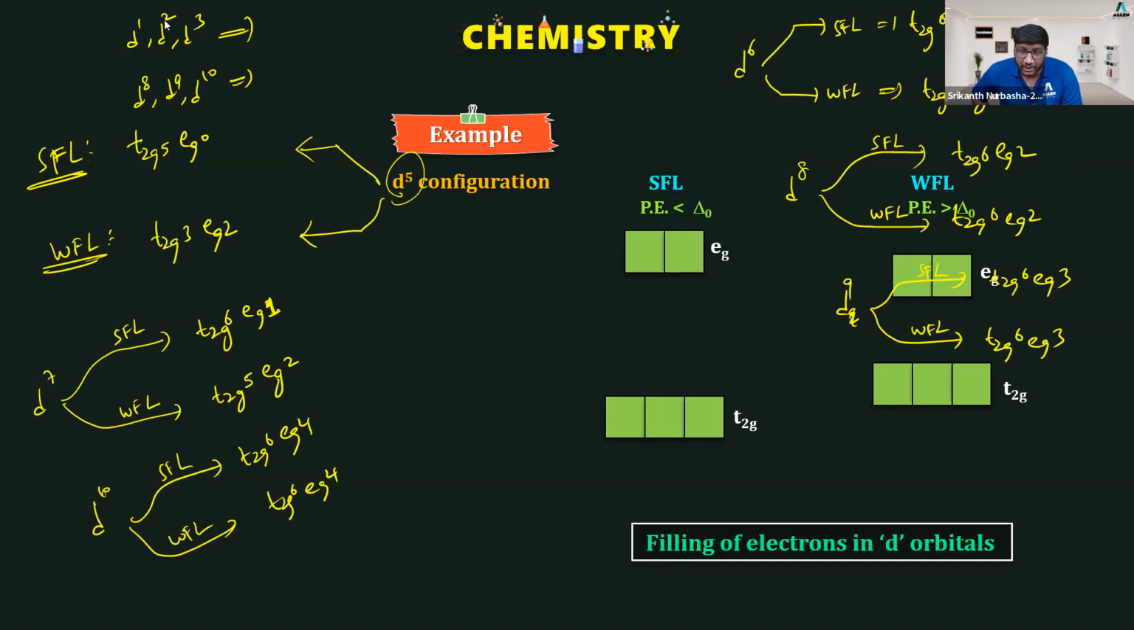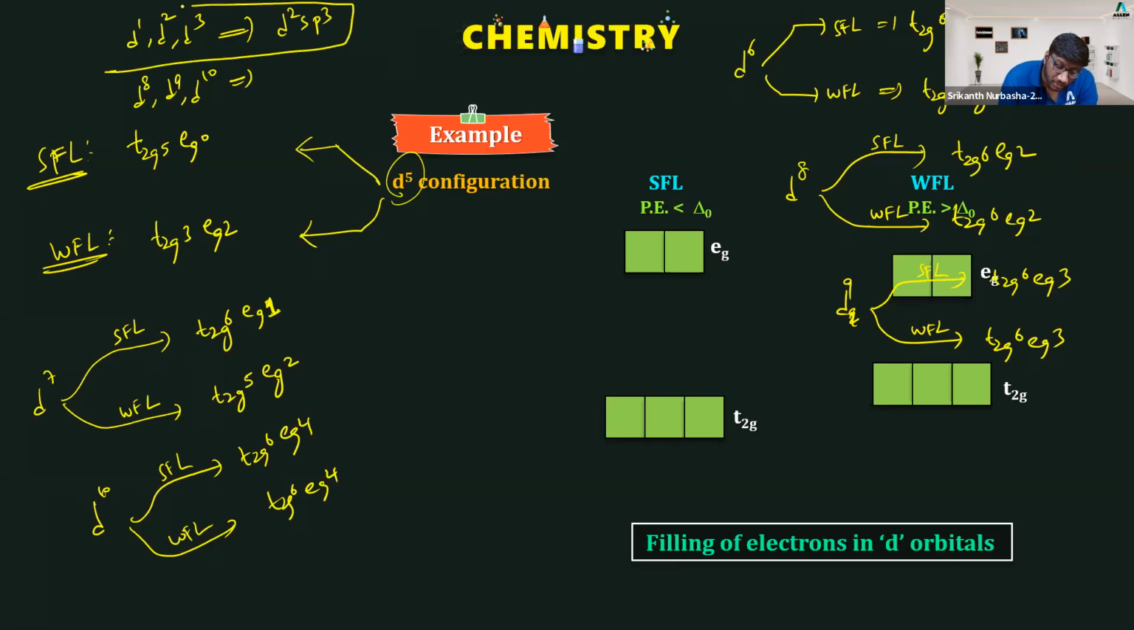Look carefully. D1, D2, D3. The electrons, where are they filling? They are filling in the t2g only. d2sp3, yes or no? So they are filling in t2g1 eg0, t2g2 eg0, t2g3 eg0. For strong field ligand or weak field ligand, it doesn't matter. D1, D2, D3 means d2sp3.